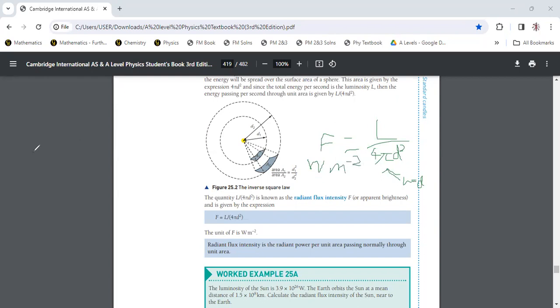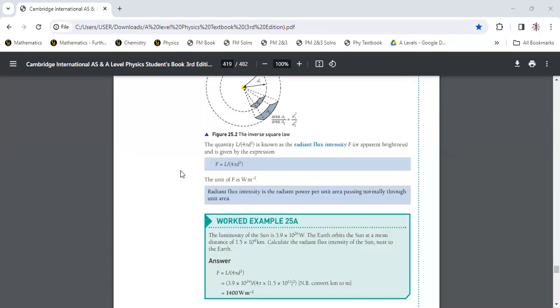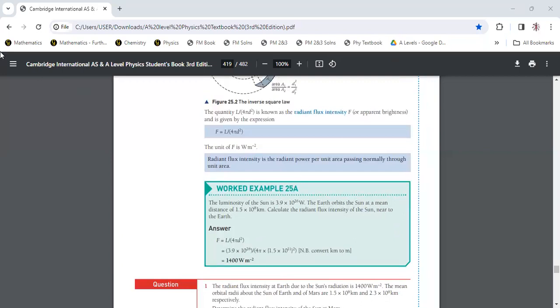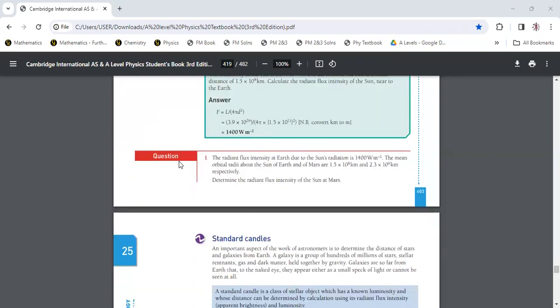Our official definition for radiant flux intensity, or our textbook definition, to put it in better terms, would be the radiant power per unit area passing normally through the unit area. Let's try a question here. The radiant flux intensity at Earth due to the sun's radiation is 1,400 watts per meter squared. The mean orbital radii about the sun of the Earth and Mars are 1.5 times 10 to the power of 8 kilometers and 2.3 times 10 to the power of 8 kilometers respectively. How can we find the radiant flux intensity of the sun at Mars?